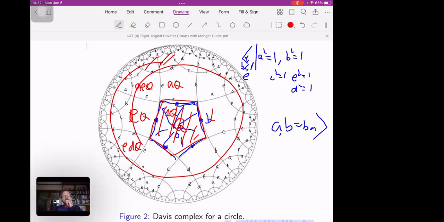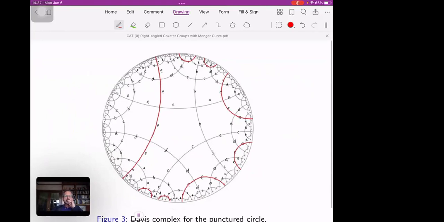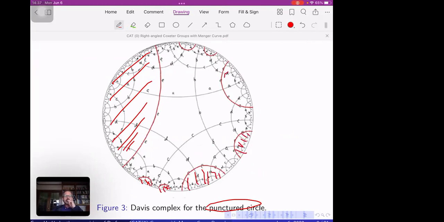I just want to give you a rough impression of how this Davis complex can be built. And this one is the Davis complex for a punctured circle. In the punctured circle's Davis complex, from the previous picture, you have to remove all of this part. So the shaded part will be removed.